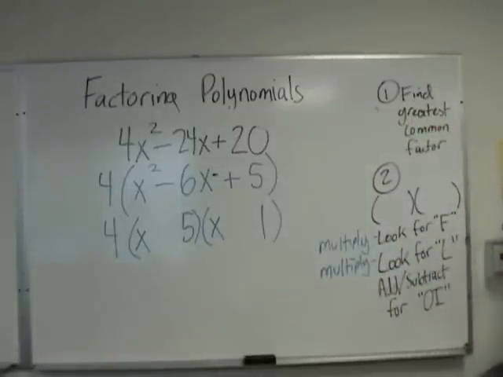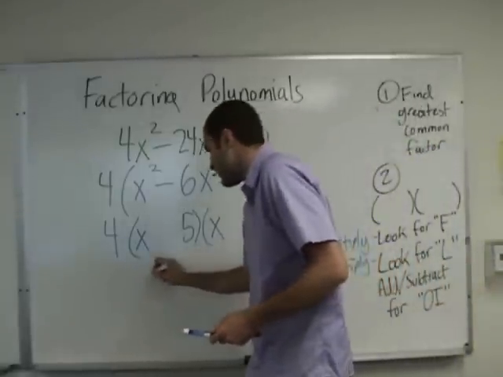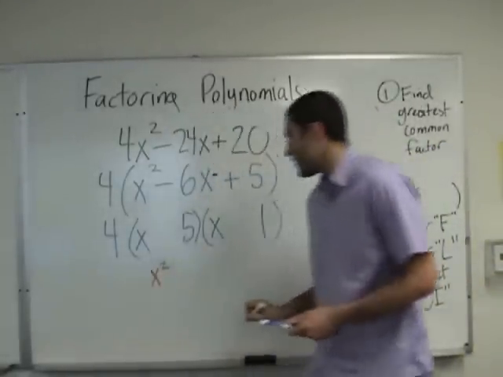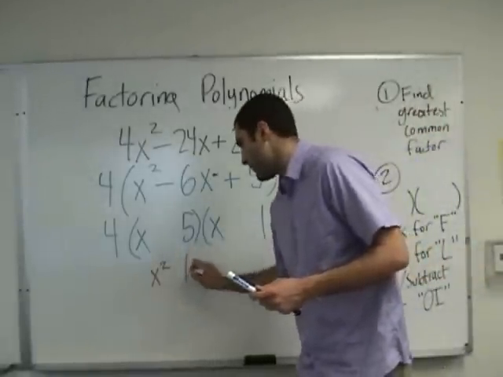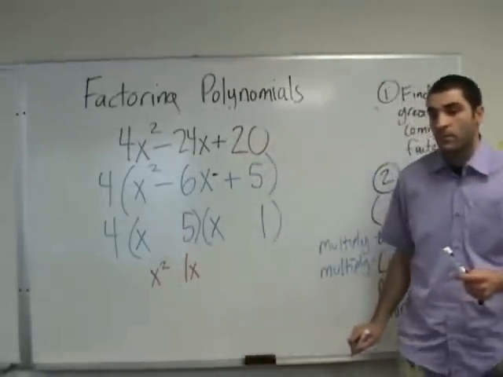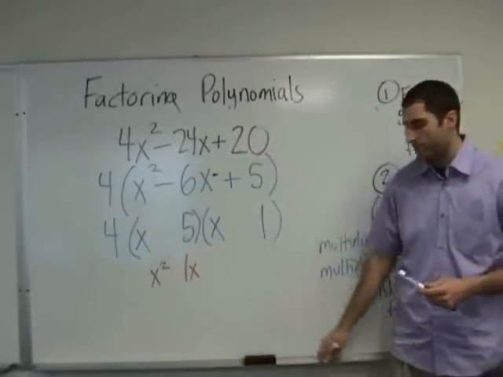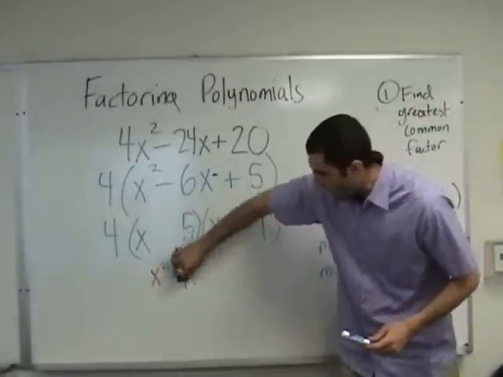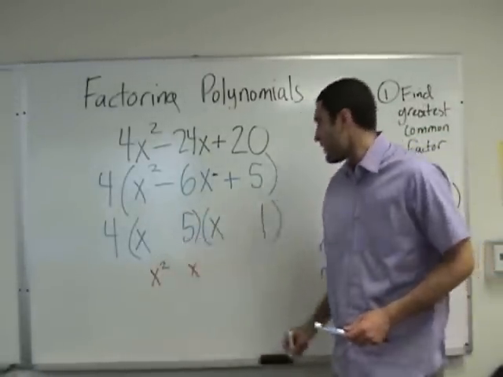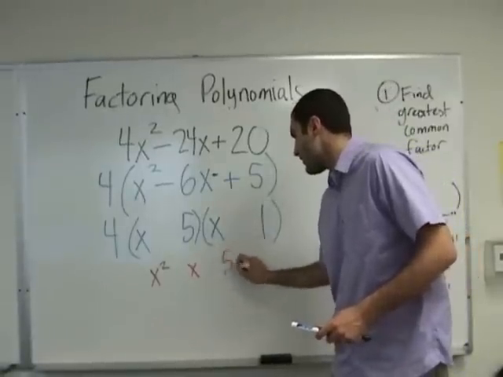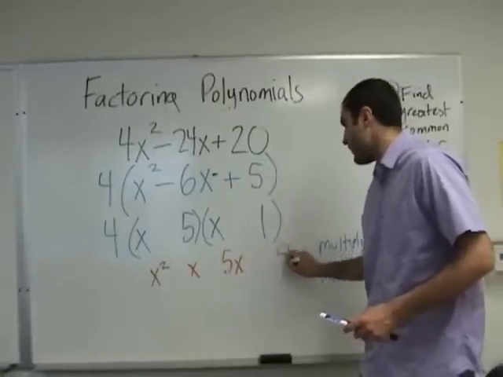All right. FOIL to check it. X squared. 1x, right? Why'd you write the 1? X is fine. I know, I'm being very formalized. X, and then 5x, and then 5.